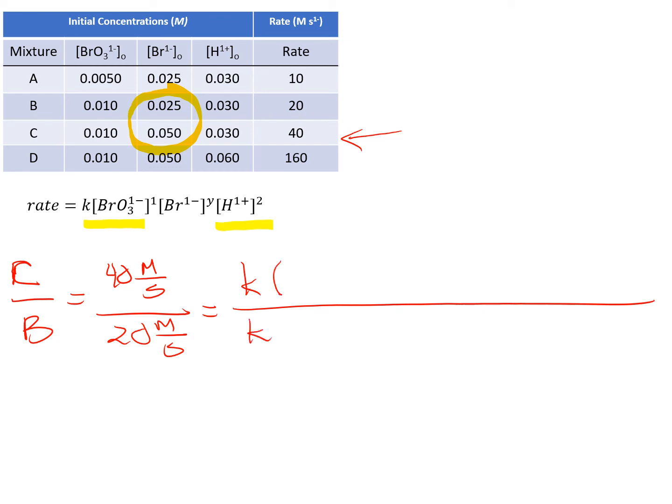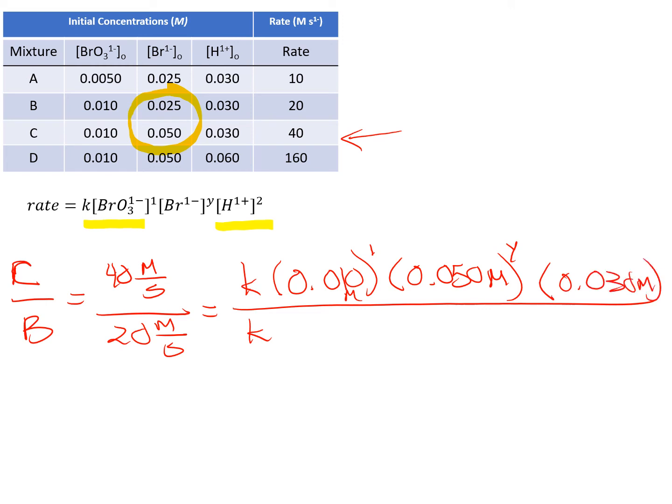And my concentration for bromate is 0.010. We know that's raised to the first. I'm just emphasizing that. 0.05. Just make sure you keep your eye on where you should be. That is molar. And this is our Y. That's our goal. And this is 0.030 molar squared for our hydrogen. In the denominator, we have exactly the same for the bromate ion raised to the first, 0.05. Oops, that's where I made my mistake.